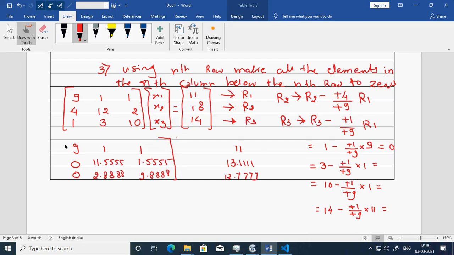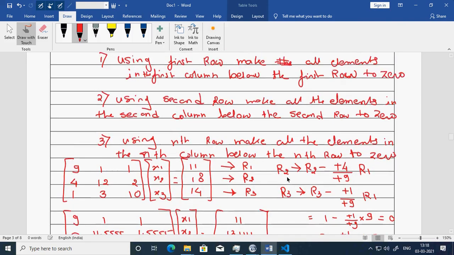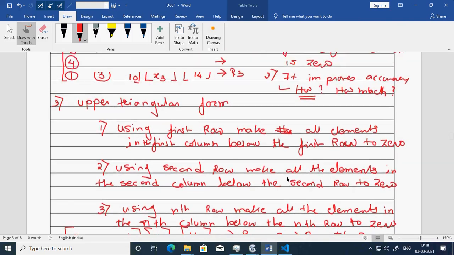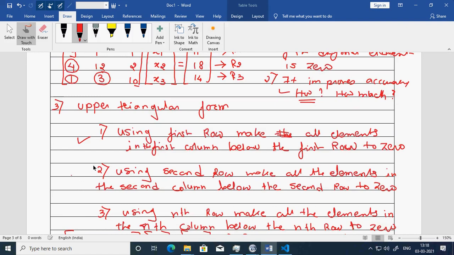So I write like this. Okay, so this is my x1, x2, x3 is equal to this value. So in upper triangular, I have completed this step. Since it is 3 by 3, I have to go up to 2 steps. If it is 4 by 4, then I need to go additional stuff. Okay, so that is how we are going to move ahead.